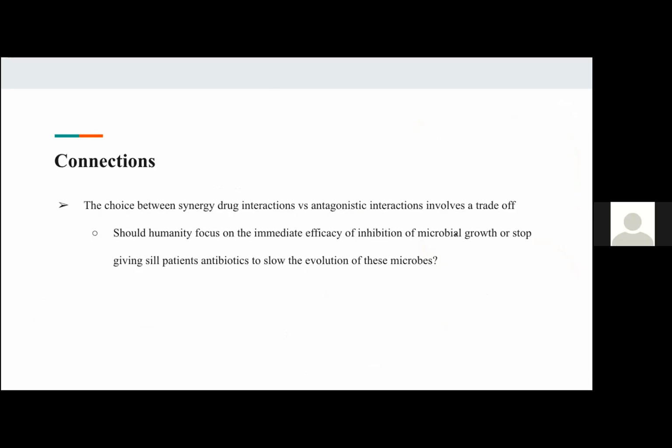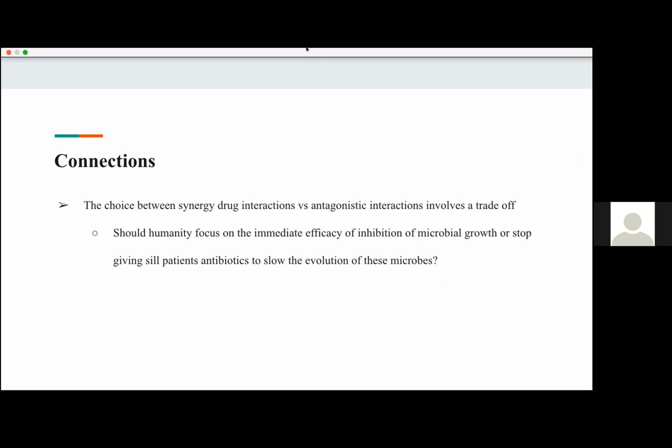The choice between synergistic drug interactions versus antagonistic interactions involves a trade-off. We need to ask ourselves, should humanity focus on the immediate efficacy of inhibition of microbial growth, or stop giving ill patients antibiotics to slow the evolution of these microbes?